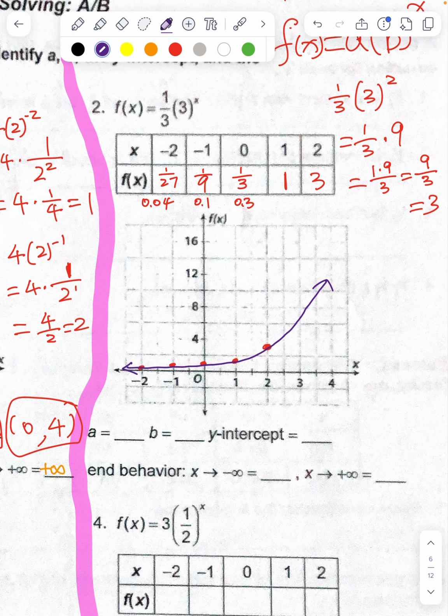According to the function, what is a? The a is the first number, 1/3. A is 1/3. What is b? B is the ratio, the common ratio, the multiplier, which is 3. The base of the exponent. Y-intercept.